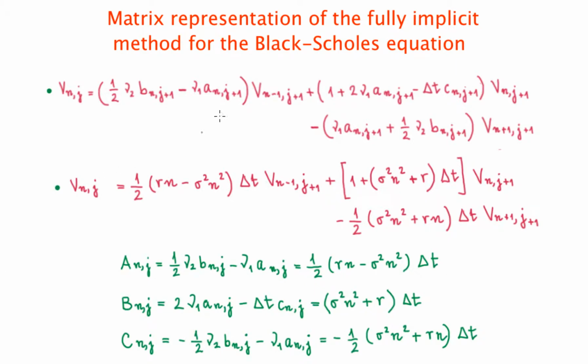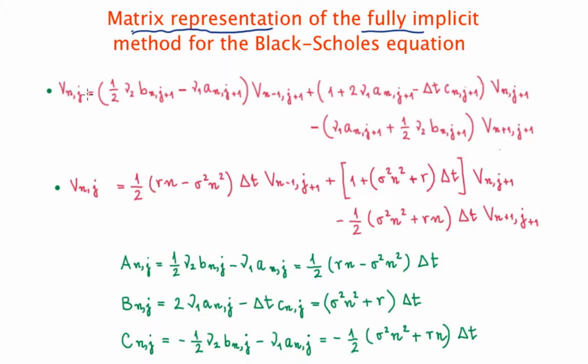As we already know from the diffusion equation, the implementation of the fully implicit method requires the matrix representation. So here, that's what we are going to analyze. That's going to be the matrix representation for the fully implicit method applied to the Black-Scholes equation. First, we're going to start with the finite difference representation we have just described.